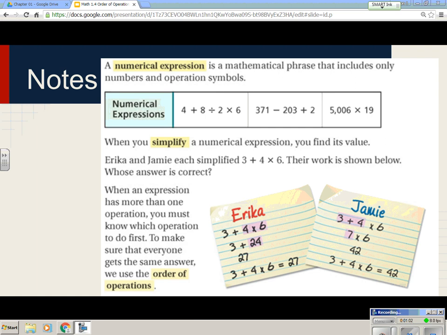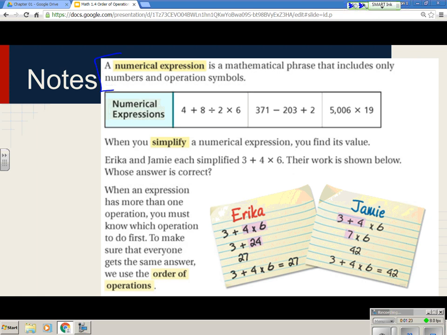First thing I want you to know is that we're going to be working with numerical expressions. So what is that? That's a mathematical phrase that includes only numbers and operation symbols. So we're not going to work with any variables here. There's going to be no letters, X, Y, or anything like that. Just numbers. So here's a couple examples of some numerical expressions.